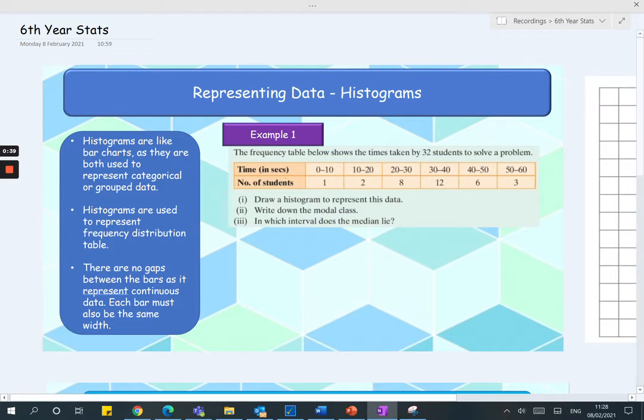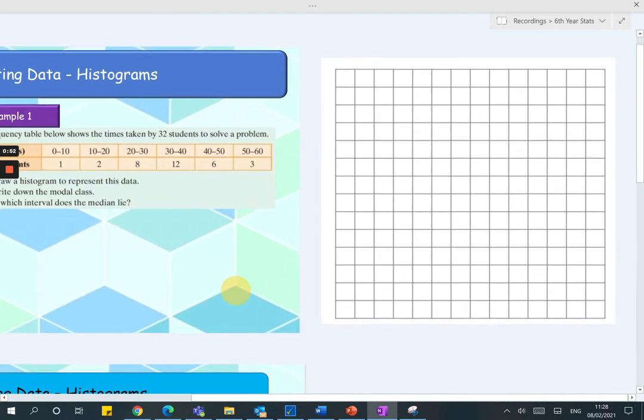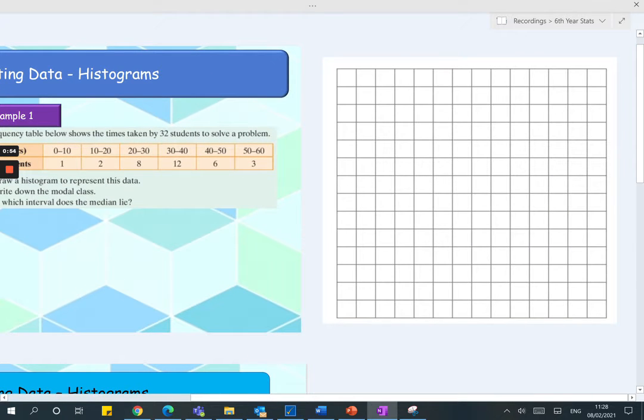So in example 1 here, it says the frequency table below shows the time taken by 32 students to solve a problem, between 0 and 60 seconds. Draw a histogram to represent this data. So I'm going to move over here now to my other board so we can still see the table. The easiest way to draw a histogram is to use a square grid like this.